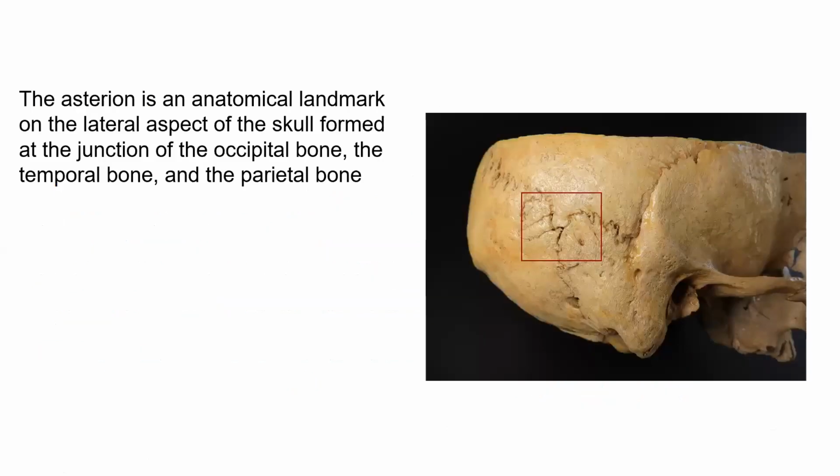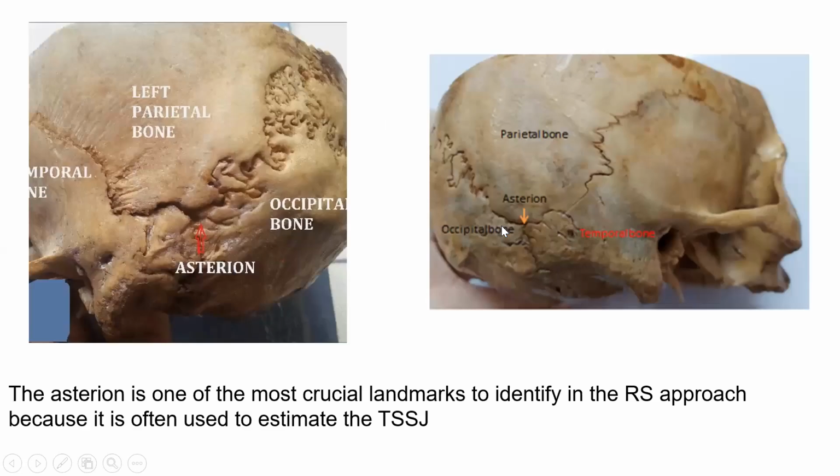So the asterion, like I have shown you before, is on the lateral aspect of the skull, forming the junction of the occipital, temporal, and parietal bones. You can see over here, it is very prominent as compared to the other pictures. This is the parietal bone, this is the occipital bone, and this is the temporal bone, and this is the asterion. This is very important in the retrosigmoid approaches.